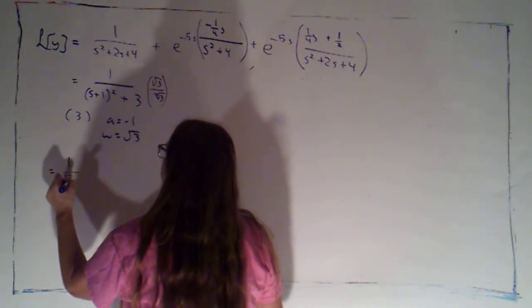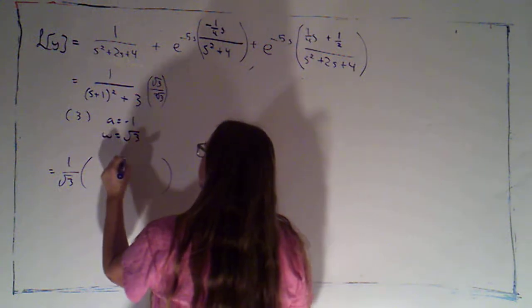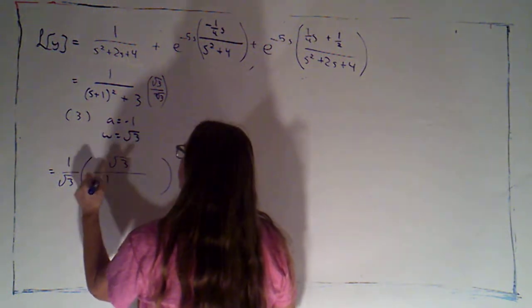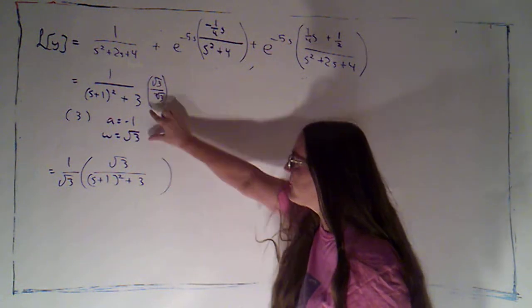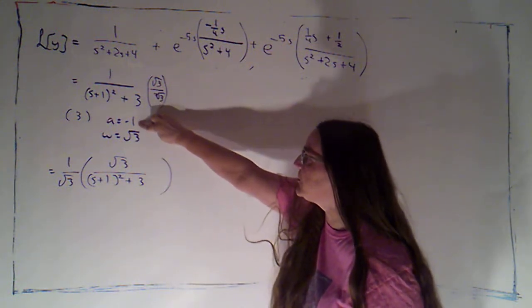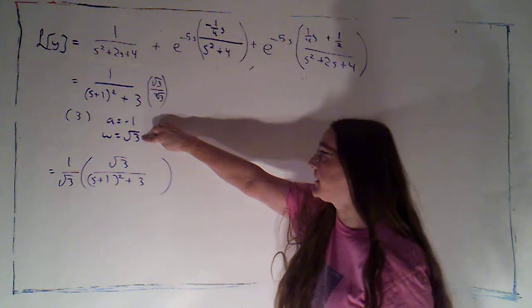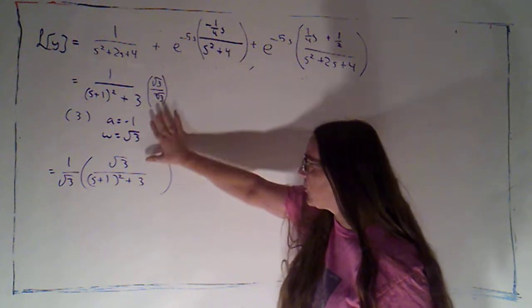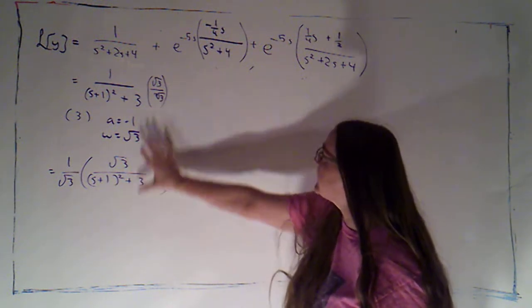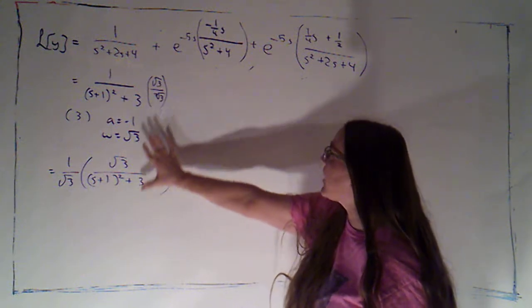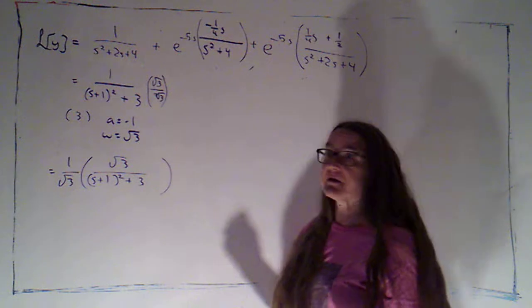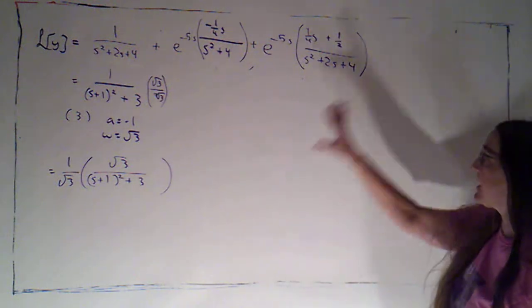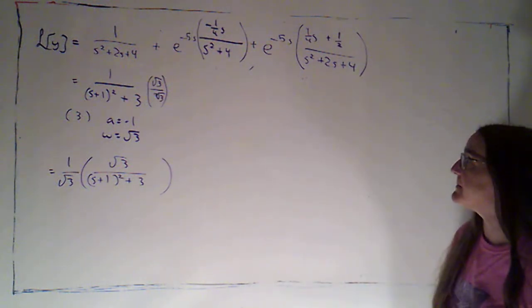is 1 over root 3 times root 3 over s plus 1 squared plus 3. That is a match for formula 3 with a equaling -1 and omega equaling root 3. So I'm going to just record that information. This piece is now nicely set up for me to try to apply the inverse Laplace transform once I'm ready to do that for all of these pieces.